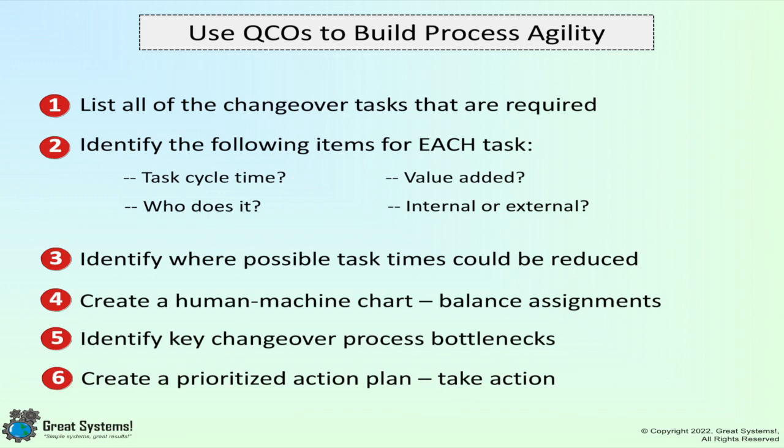What's the cycle time? Who performs the task? Is the task value added? And is it internal or external? Step 3, identify where possible task times could be reduced.